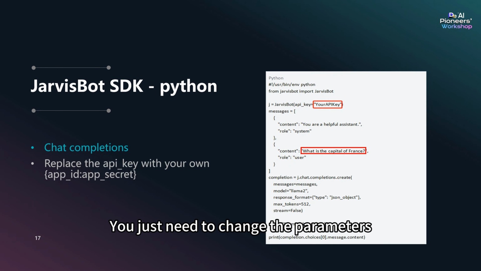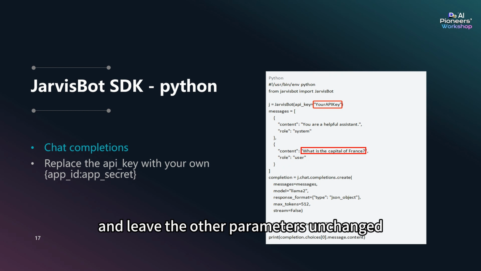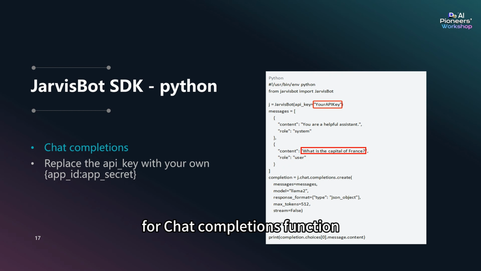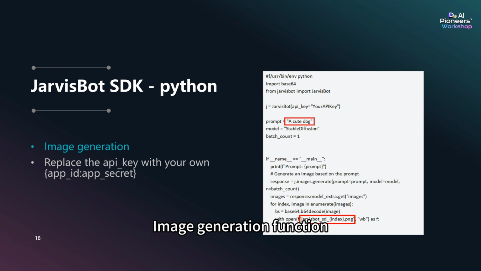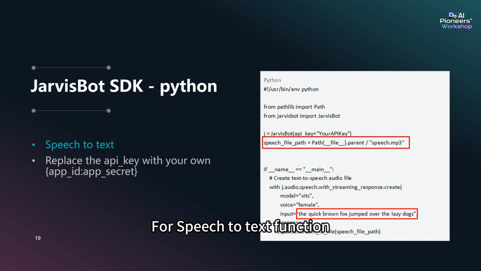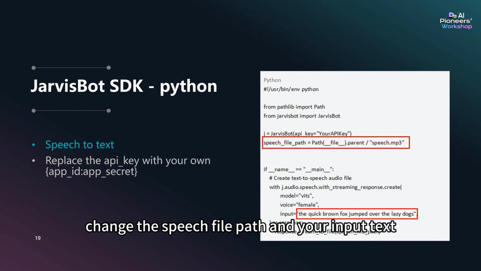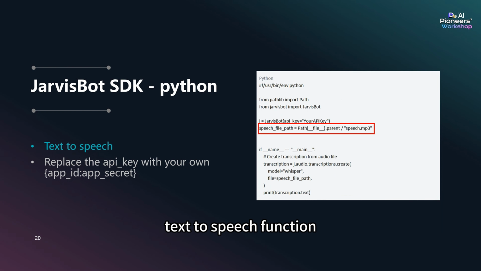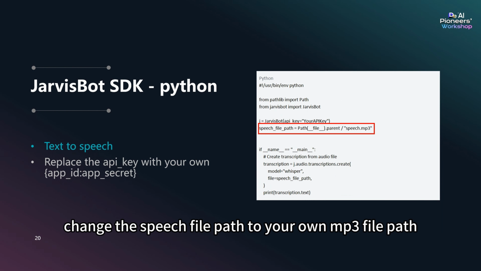You just need to change the parameters which are highlighted in the image and leave the other parameters unchanged. For the chat completion function, change the content to your own question. For the image generation function, change the prompt and the image save path. For the speech-to-text function, change the speech file path and your input text. And finally, for the text-to-speech function, change the speech file to your own MP3 file path.